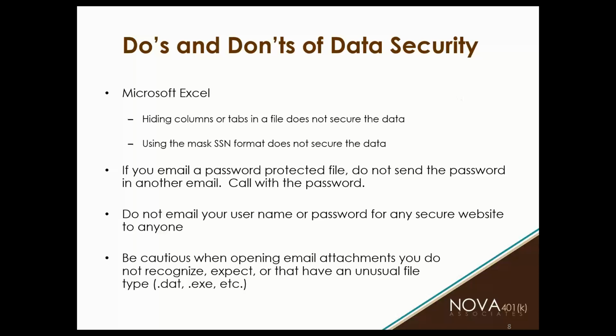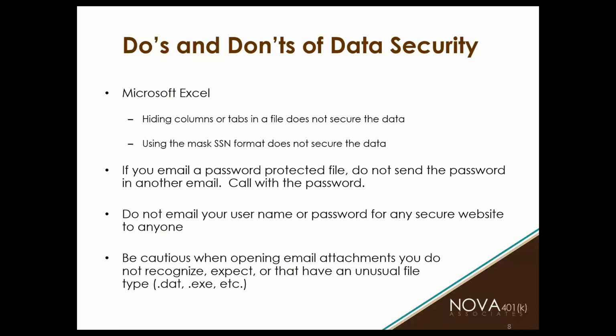Okay, so moving on to just some do's and don'ts of data security. Excel is a program that a lot of us use for a lot of different things. Most importantly for this particular discussion, census files are submitted to Nova on Excel, right? Hiding columns or tabs in an Excel file does not secure the data, okay? Just because you can't see it doesn't mean it is in any way secured. It's just as easy to unhide those columns or those tabs or those rows to show the data.